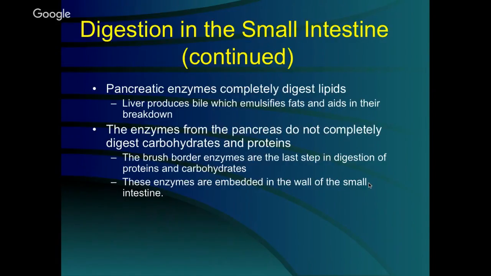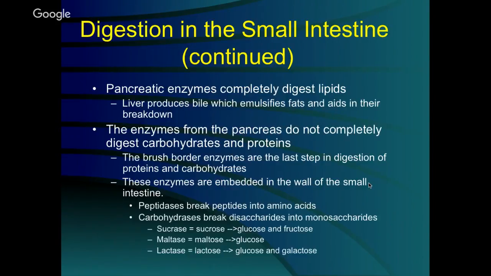Brush border enzymes are actually embedded into the wall of the brush border of the small intestine. You've got peptidases that break the peptides down into their building block amino acids, and you've got carbohydrases that break down the disaccharides into monosaccharides. So disaccharides: sucrose, maltose, and lactose.